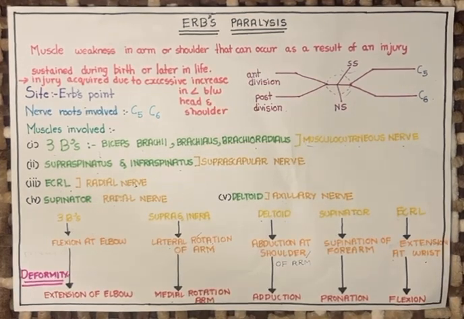Hence, the deformities which are seen in Erb's paralysis from top to bottom, that is from the proximal part of the upper limb to the distal part, are going to be first, adduction at the level of arm, the medial rotation of the arm, extension of the elbow, pronation of the forearm, and flexion of the wrist. All these deformities result in the policeman's tip deformity or the waiter's tip deformity. With this, we conclude the video of Erb's paralysis.